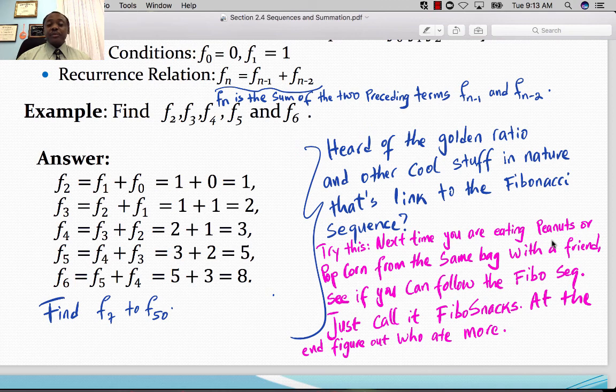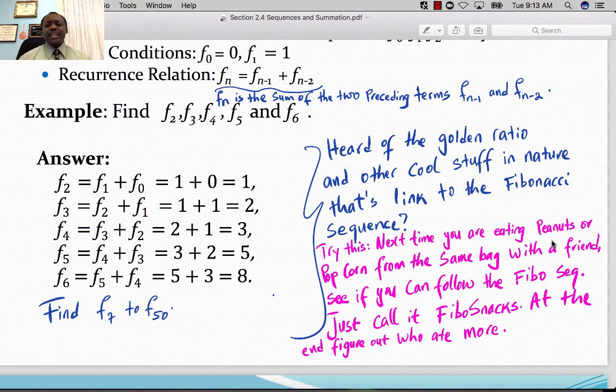You could even do Fibo nachos. I actually saw this somewhere in the joke column, where these two little nerds were eating nachos and they decided to use Fibo nachos. You take one nacho, the other person takes one, then you take 2, then you take 3, then you take 5, then you take 8, and see how far you'll go before you run out of nachos, and then figure out who ate the most, and you can call that Fibo nachos.